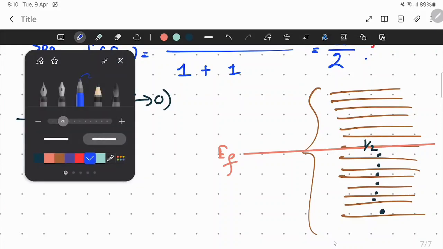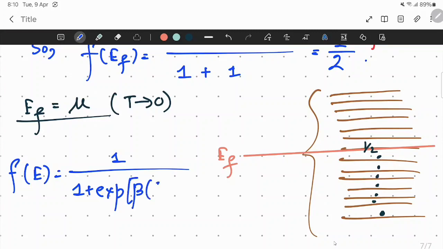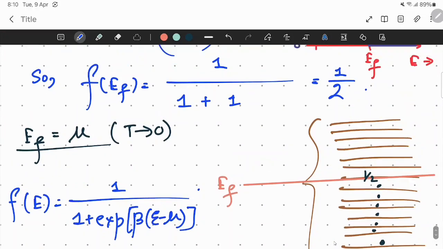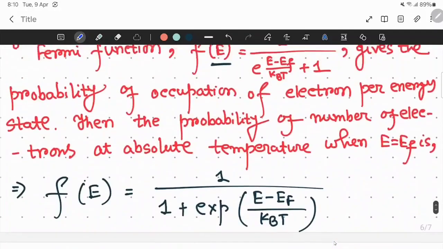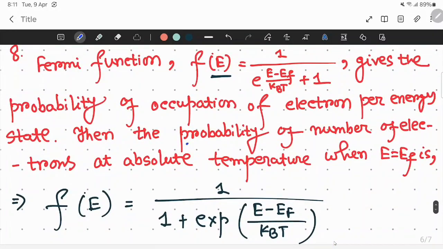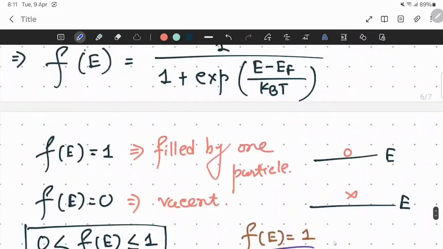That's why the Fermi function is eventually reduced to 1 by 1 plus exponential of beta into (epsilon minus mu), mu being the chemical potential. Beta is 1 by kBT. So this was asked, the probability will be half, the probability for E equals to EF. So it is half. This is our question number 8.